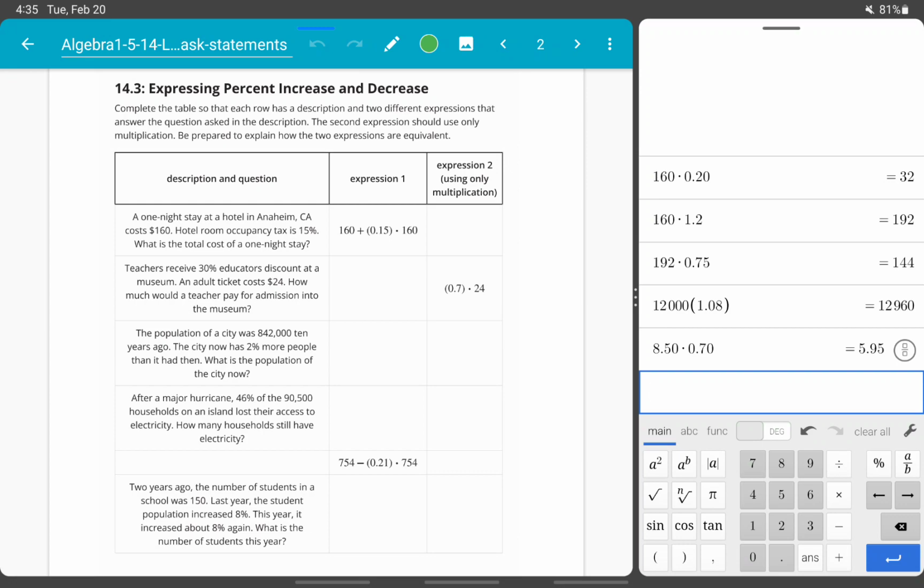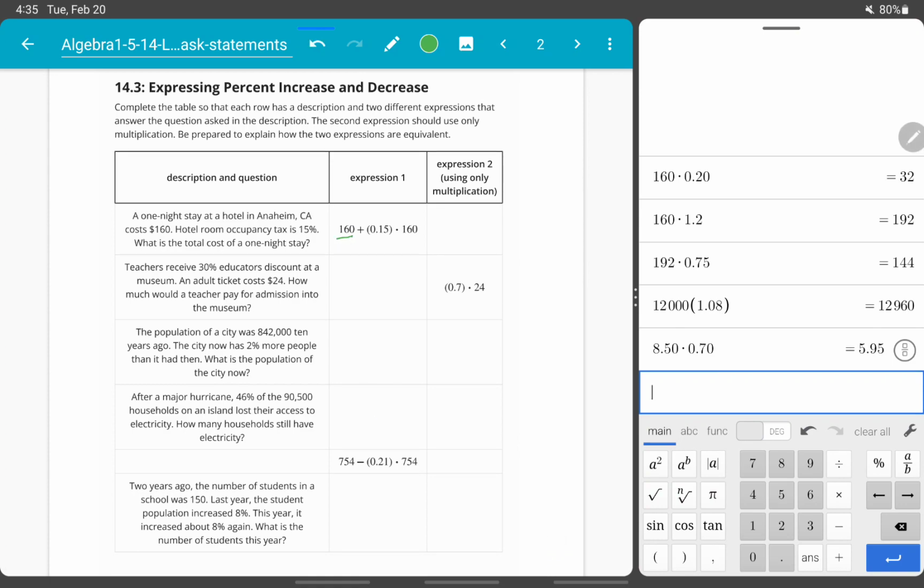So our first description is a one-night stay at a hotel in Anaheim, California costs $160. Hotel room occupancy tax is 15%. What is the total cost of a one-night stay? So we've modeled this as the $160 for the cost of the one night plus the tax, which is 15% of the 160. So we can factor out the 160, and there's an invisible 1 right there. So this could be 160 times 1.15.